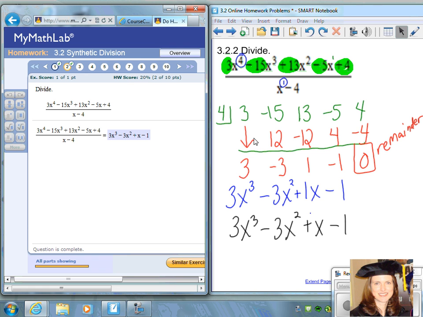3 times 4 is 12. Add negative 15 and 12 to get negative 3. Multiply negative 3 times 4 to get negative 12. Add 13 and negative 12 to get positive 1. 1 times 4 is 4. Negative 5 plus 4 is negative 1. Negative 1 times 4 is negative 4. Add those to get a remainder of 0.